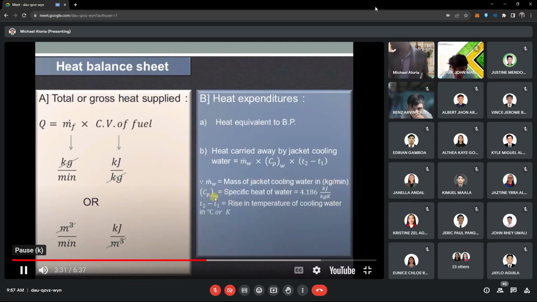CPW is the specific heat of water. If it is not mentioned in the example, you can assume the value as 4.186 kilojoule per kg Kelvin or 4.187 kilojoule per kg Kelvin. And T2 minus T1 is nothing but what? It is the rise in temperature of the jacket cooling water, either in centigrade or in Kelvin.